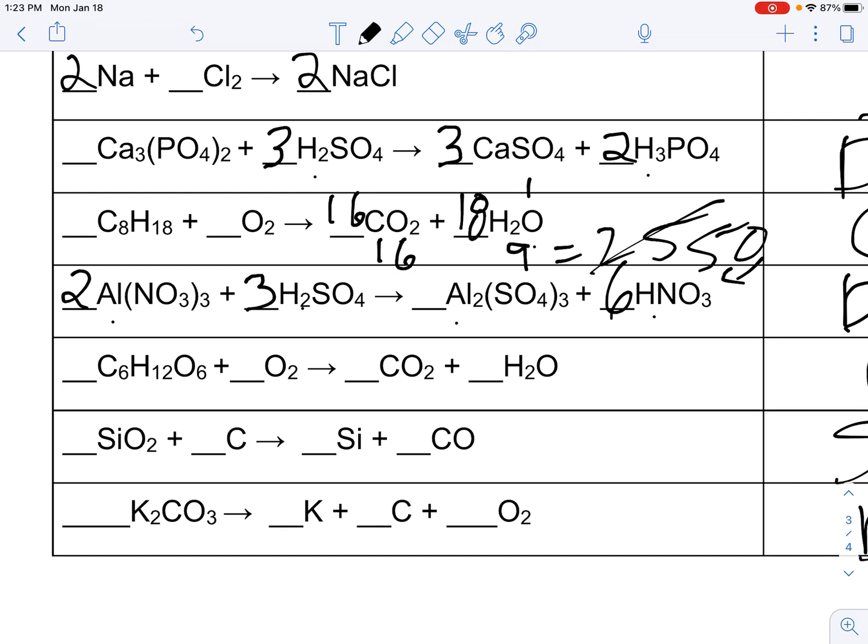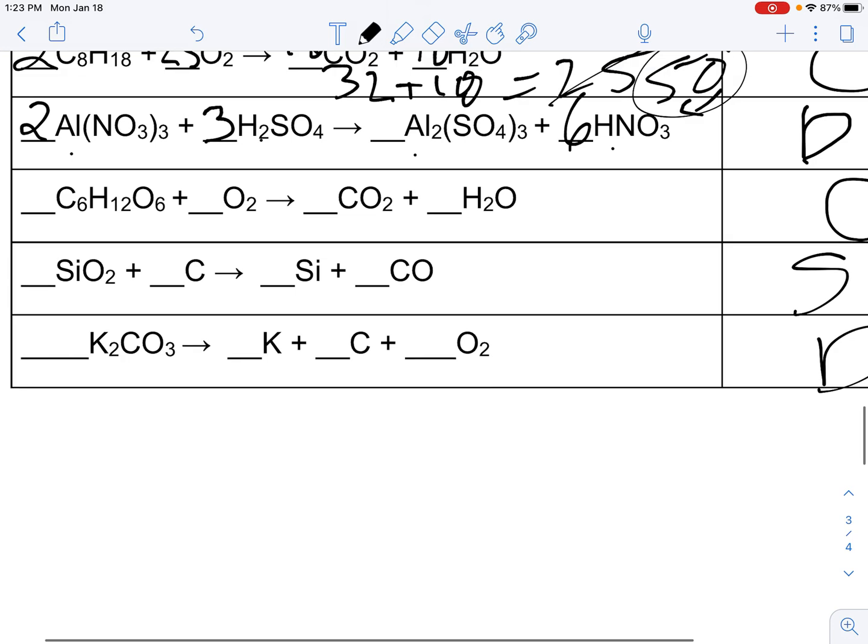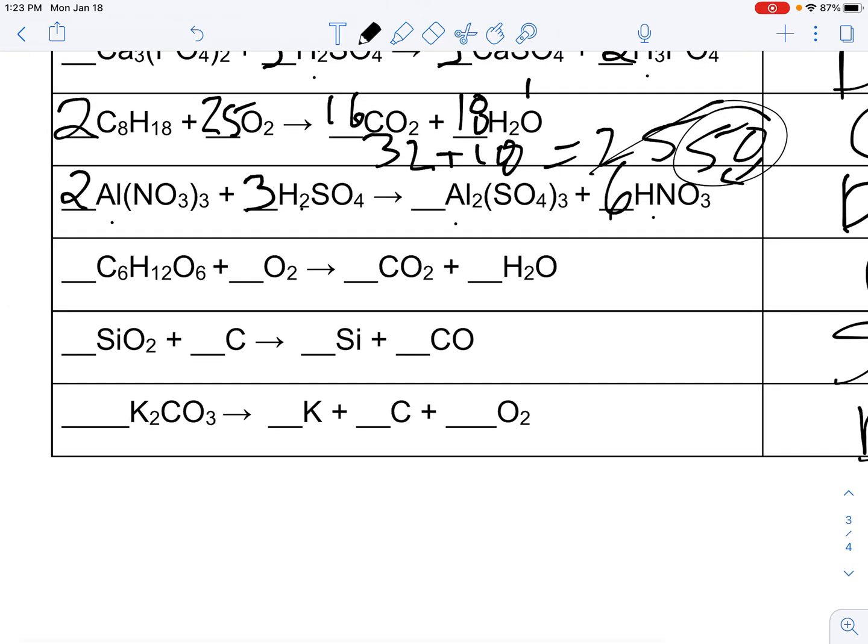And that's going to give me, if I were to redo it, 32 and 18 oxygens here. But in order to do that, I had to double my carbons and hydrogens. Now, in order to get 50, I just have to put a 25 out front there. Okay, so if you have that situation, sometimes that can happen in combustion. If I get an odd number of oxygens, I just have to double everything.